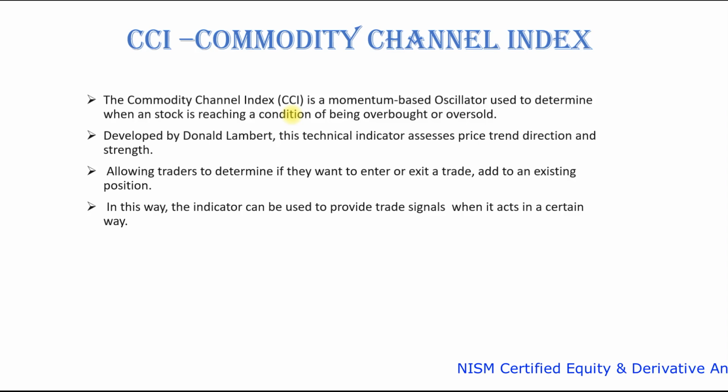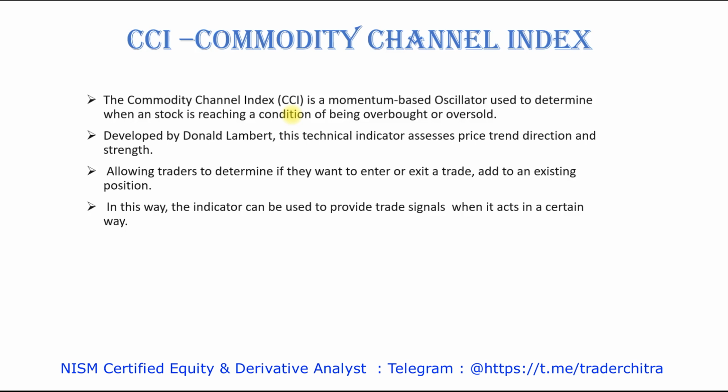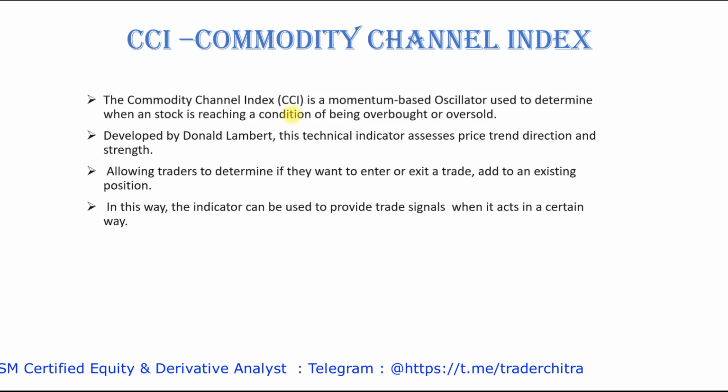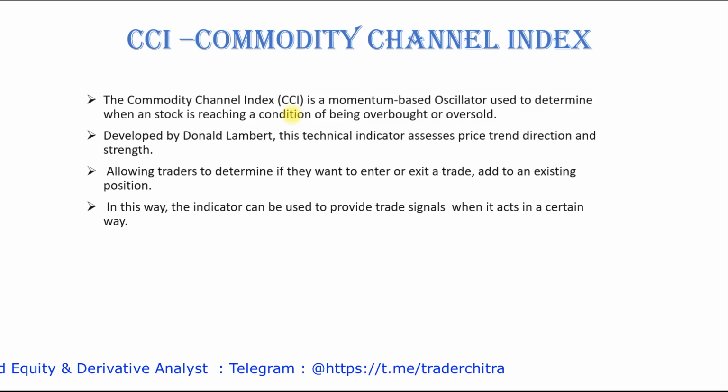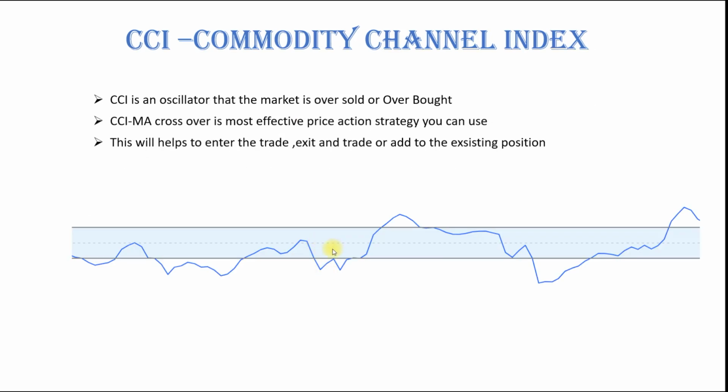So what do you mean by CCI? CCI is a momentum based oscillator used to determine whether the stock is reaching the condition of overbought or oversold signals. This is developed by Donald Lambert. This technical indicator assesses the price trend direction and strength. Also it allows traders to decide whether they want to enter or exit the trade or whether they want to add more to the existing position. So in this way, the indicator can be used to provide trade signals when it acts in a certain way. So this is the CCI.